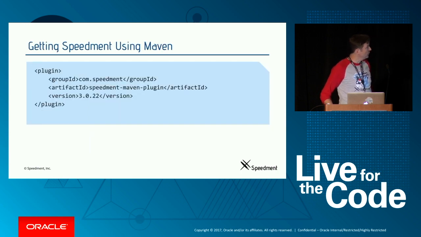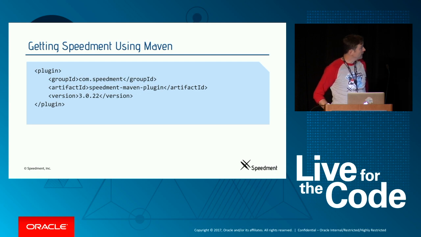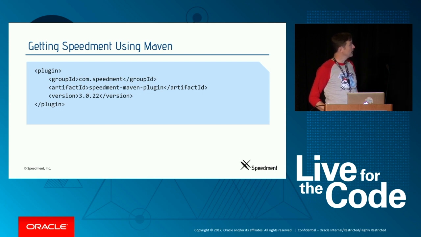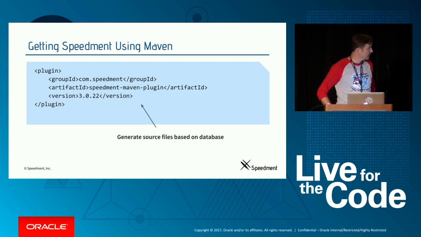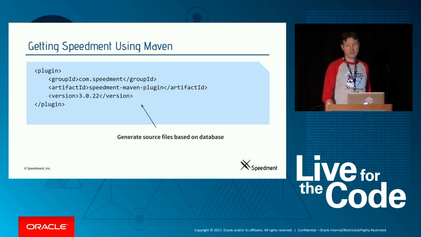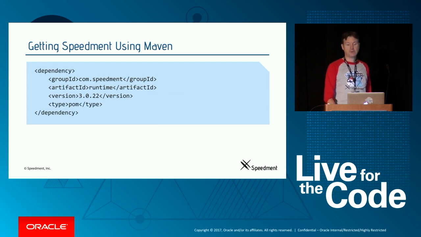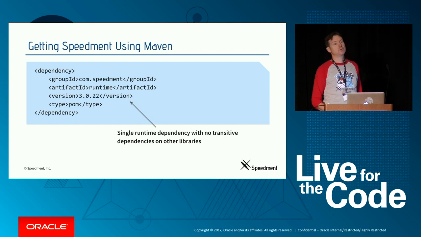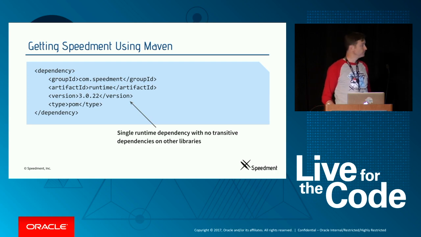So basically this is what you need. You need a Speedment plugin in Maven, and that generates source files based on the database. And also you need the runtime, which is a comparatively small jar file. And it doesn't have any dependencies, so you will not run into jar hell. It doesn't depend on Guava, for example, or JSON or something other. You can just use it without interfering with your other project components.